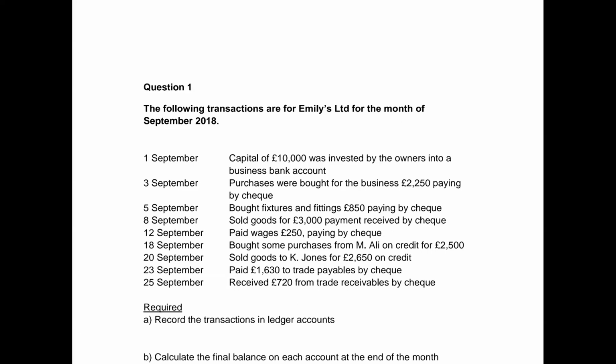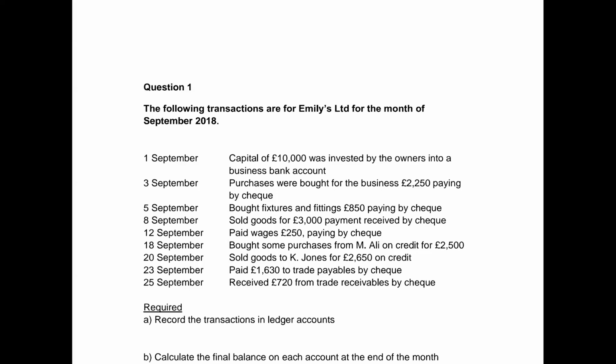The following transactions are for Emily Limited for the month of September 28. And then it says 1st September, capital of 10,000 was invested by the owners into a business bank account.